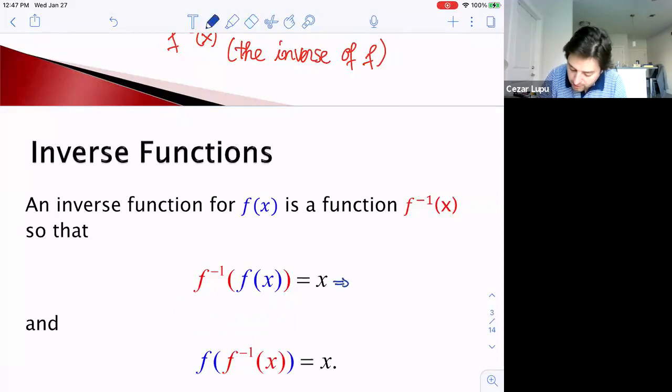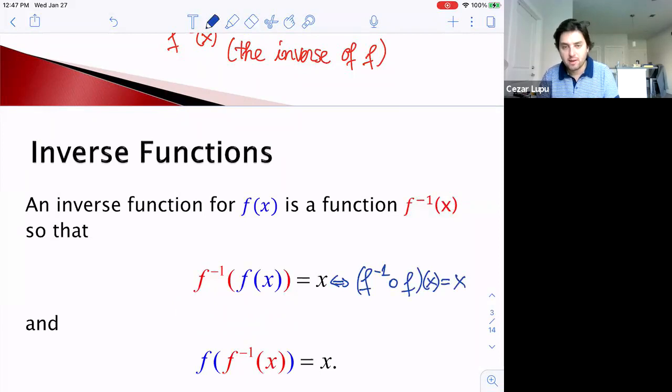This is equivalent to saying that f inverse composed with f of x is x. We have seen this last lecture. We said that the composition of two functions, f and g, f composed with g, f circ g, with a little circle there, is f of g of x. And this is exactly what happens here.